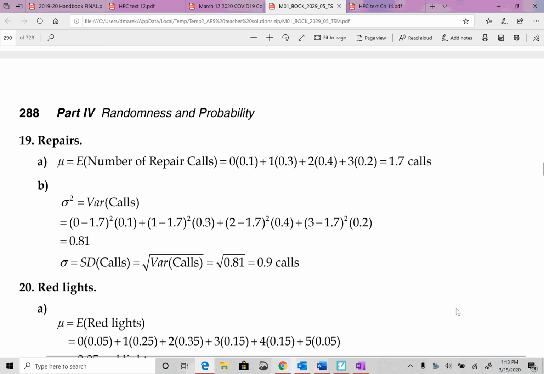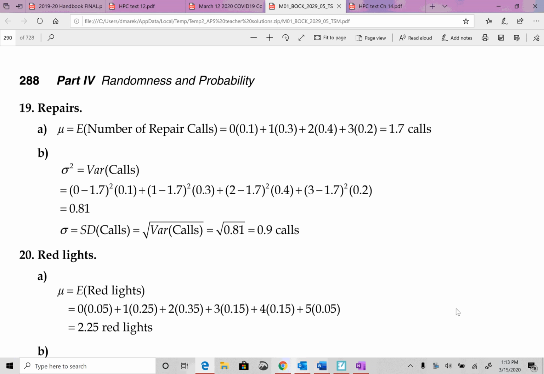For number 19, again, you can fill out the chart yourself there. Number of repair calls averages out to be about 1.7 calls. For part B, again, the standard deviation is the square root of the variance. Again, you can look through that. Take the square root of 0.81, turns out to be 0.9.